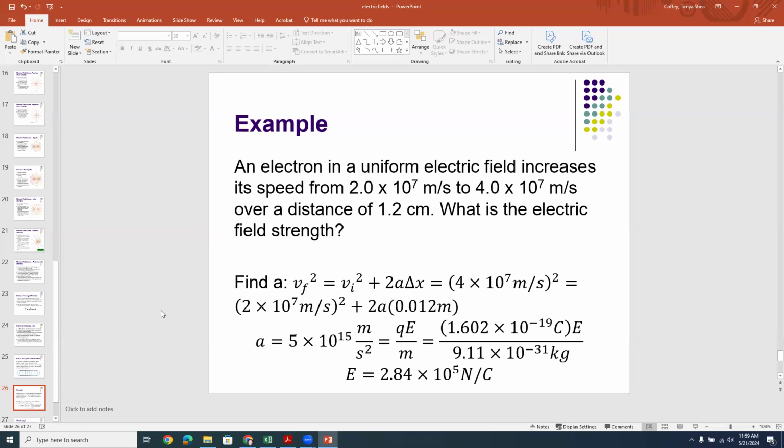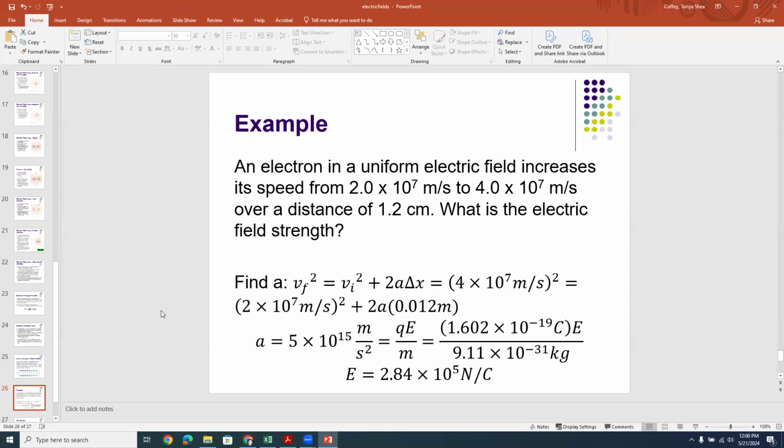But basically, depending on what book you look at, there's 3 or 4 kinematics equations for 1D motion. Now, since all we know here is that it's increasing its speed from 2 times 10 to the 7th meters per second to 4 times 10 to the 7th meters per second, and we're given the distance but not a time, we're going to have to use the only kinematics equation that doesn't have time in it, right? That equation is vf squared equals vi squared plus 2a delta x.